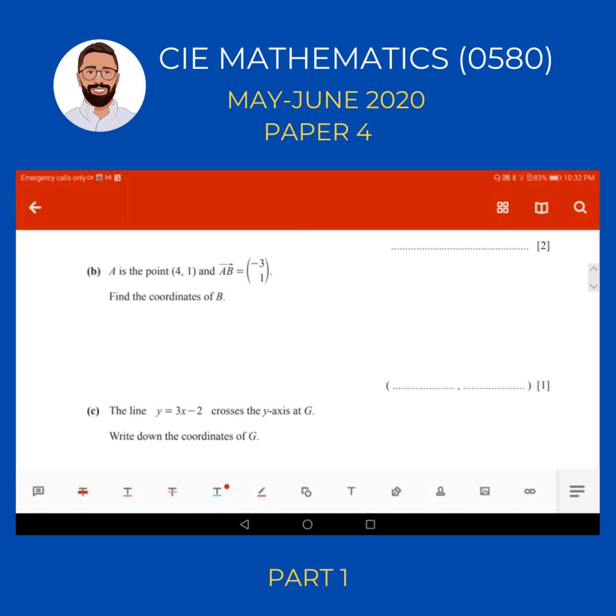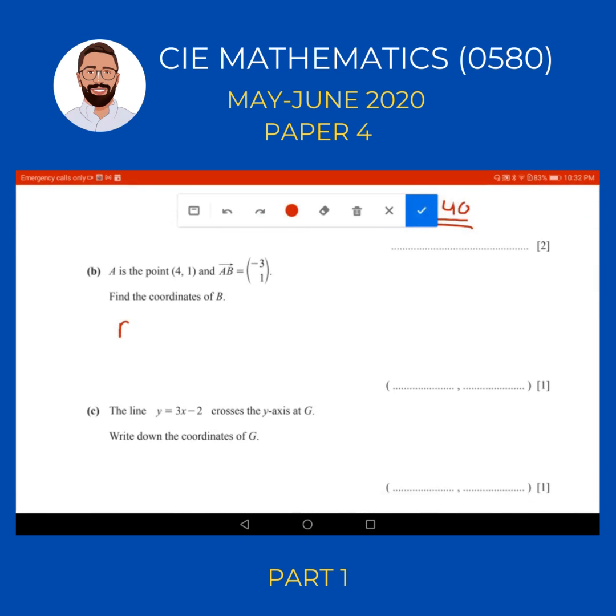Now when I say AB, so the vector AB, this is equivalent to saying B minus A. Now AB is (-3, 1). B is unknown, so I need to find the coordinates of B. So it's (x, y) minus A, which is (4, 1). So to find the coordinates of B, I want to shift (-4, 1) to the left.